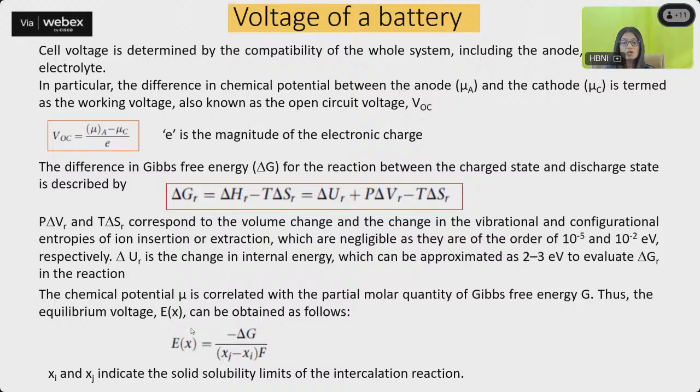So the equilibrium voltage Ex is obtained by this particular equation, minus delta G by F. F is the Faraday constant, and Xj minus Xi is the solid solubility limit of the intercalation reaction. So what is intercalating? Your lithium. The solid solubility limit of this lithium intercalation reaction, given by Xj and Xi, is going to ultimately give you the equilibrium voltage of the battery.